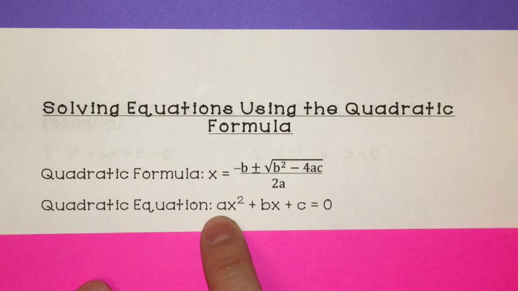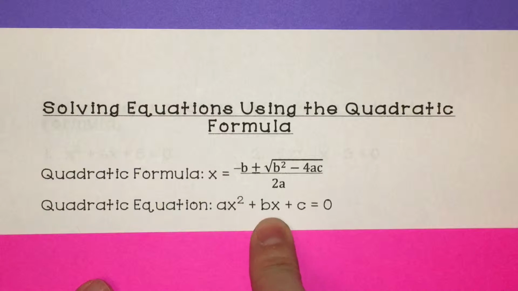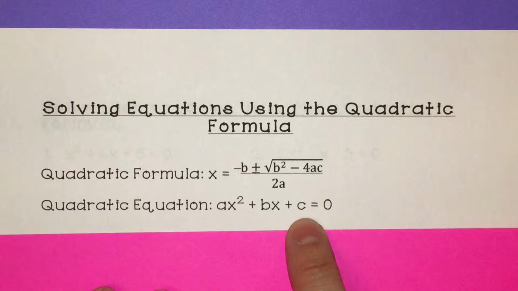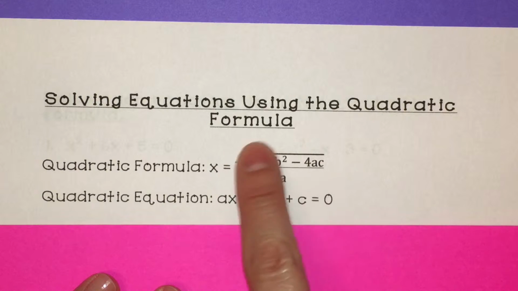So the a value would be the coefficient of the x squared term. The b value would be the coefficient of the x term, and the c value would be the constant, or the number that's by itself. And it always has to equal 0. So if you have something on the right side other than 0, you have to move everything to the left side. And then you're just going to identify those a, b, and c values and plug them in.